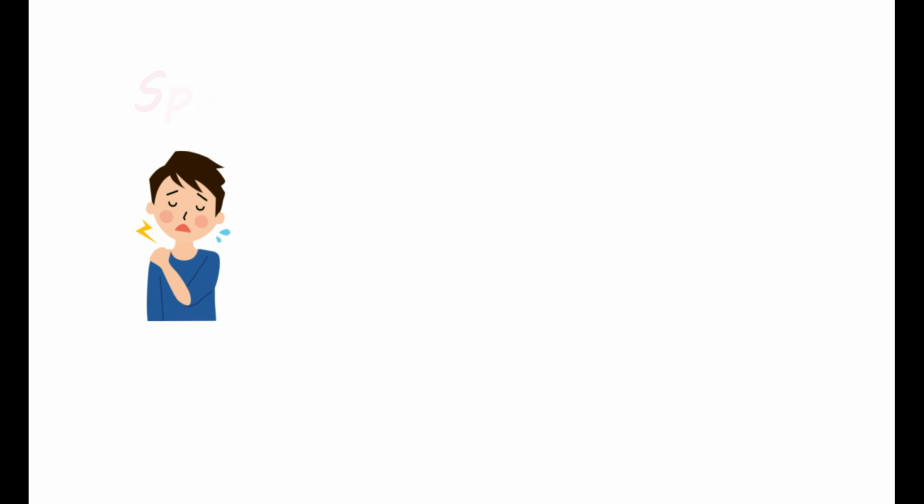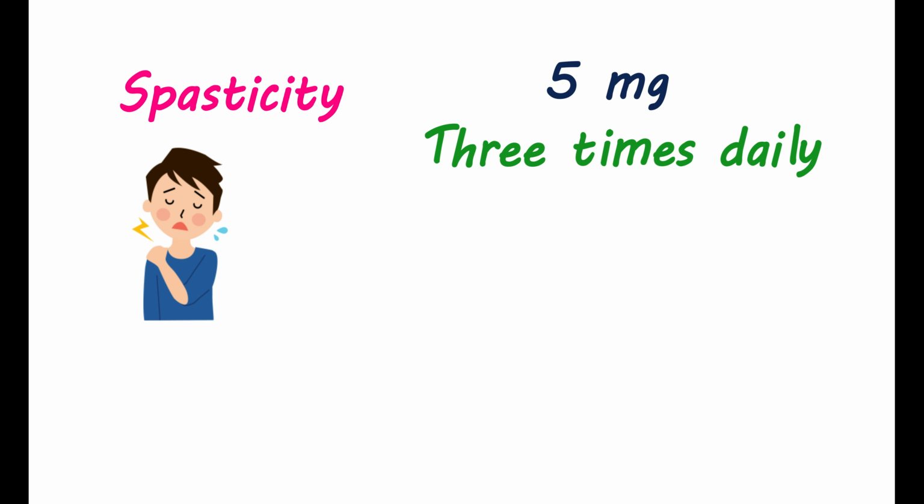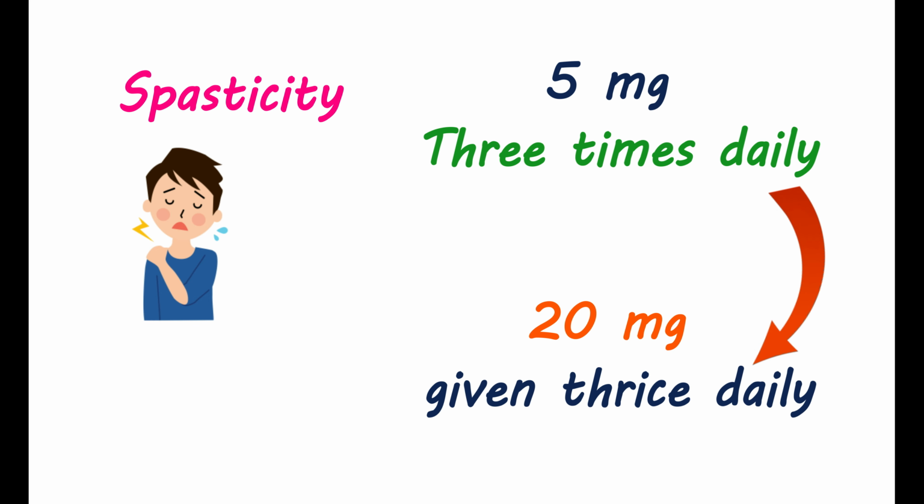For the treatment of spasticity resulting from multiple sclerosis, Baclofen can be given as 5 milligrams orally 3 times daily. After 3 days, the dose can be gradually increased by 5 milligrams up to 20 milligrams, given thrice daily. So the initial total dose is 15 milligrams per day, and the dose can be increased to 60 milligrams per day, gradually based on the tolerability and clinical response. However, the maximum dose should not exceed 80 milligrams per day.